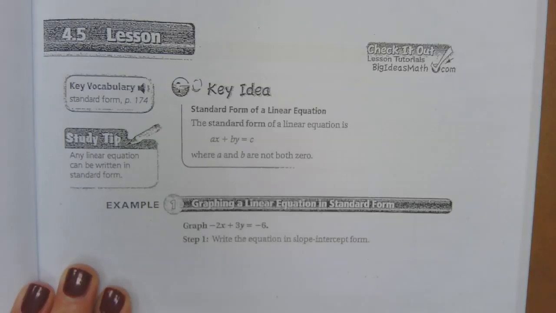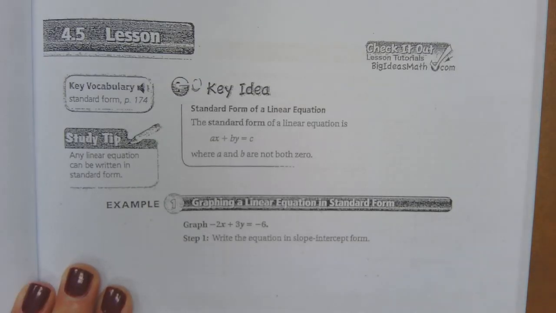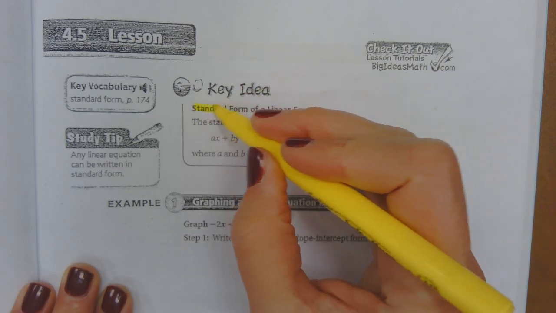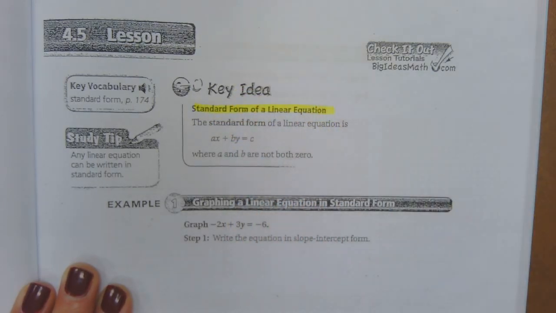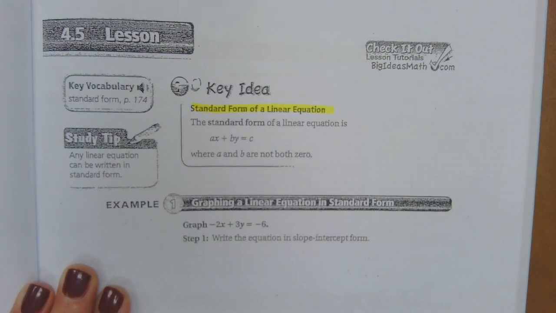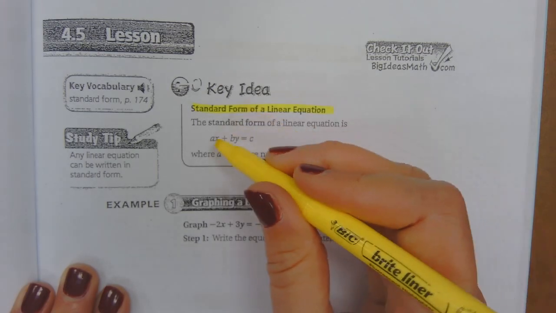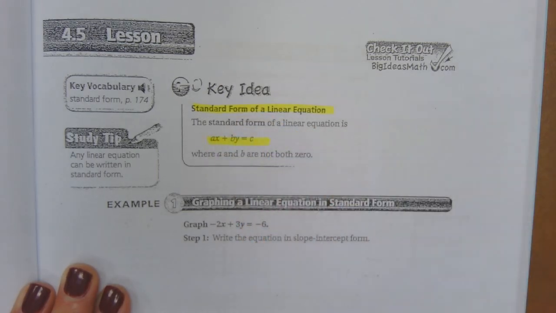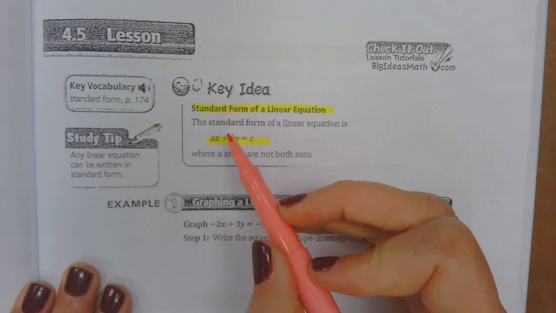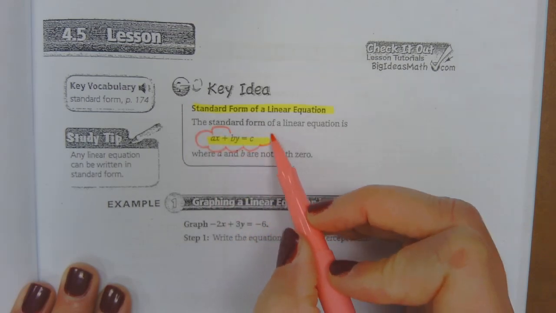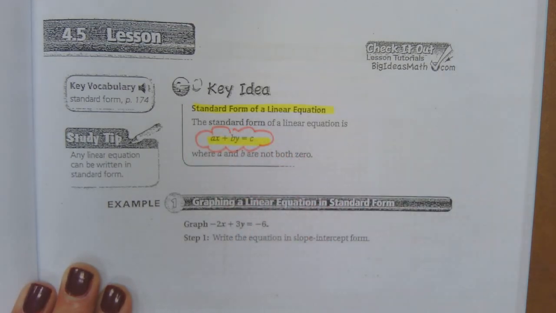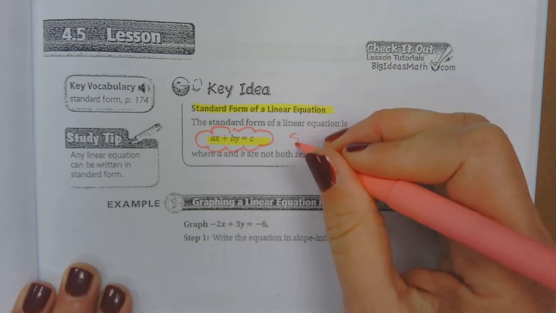Okay, so this is lesson 4.5, and this is standard form of a linear equation. And we just talked about standard form versus slope-intercept form, so you have an idea of what it looks like. But right here, again, they write what that equation looks like, so you want to make sure that you know that. So that's really important. Ax plus By equals C. That is standard form.